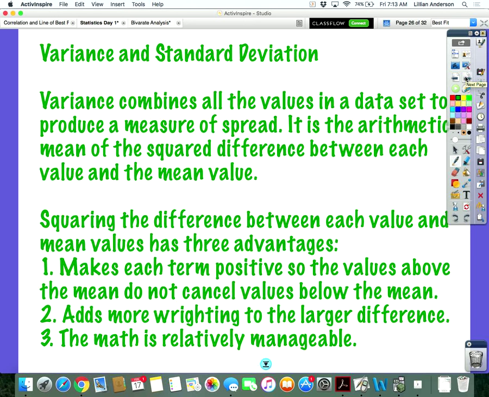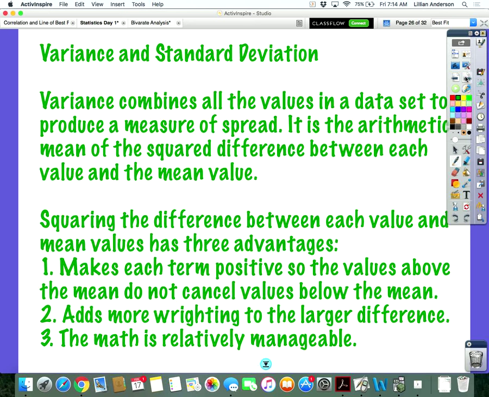But basically, variance combines all values in a data set to produce the measure of spread. It's the arithmetic mean of the squared difference between each x value and the mean value. So basically, you would take every x value, subtract it from the mean, square it, and then take the average of all those. So you add them all up and then divide by however many you have. That's how you go about finding variance.